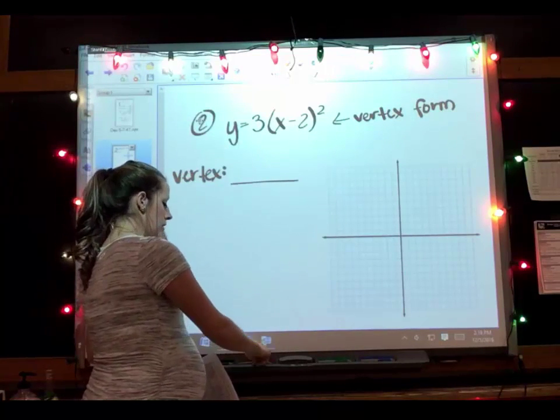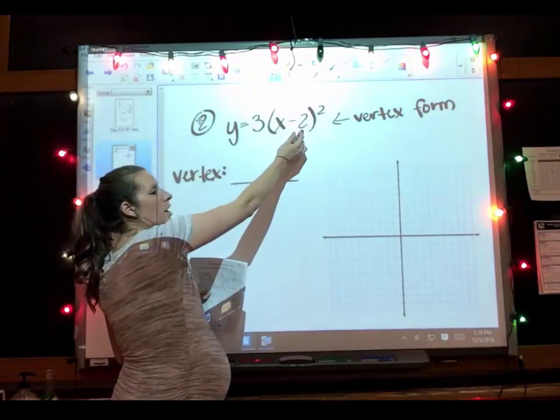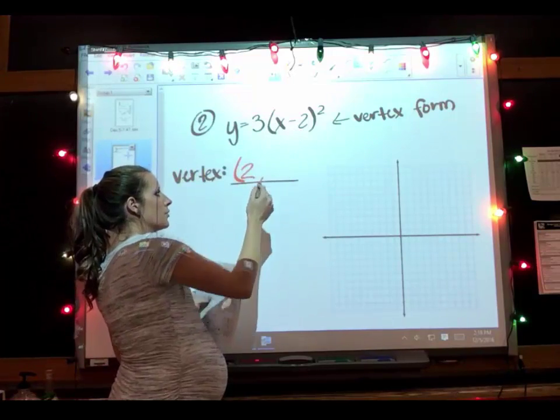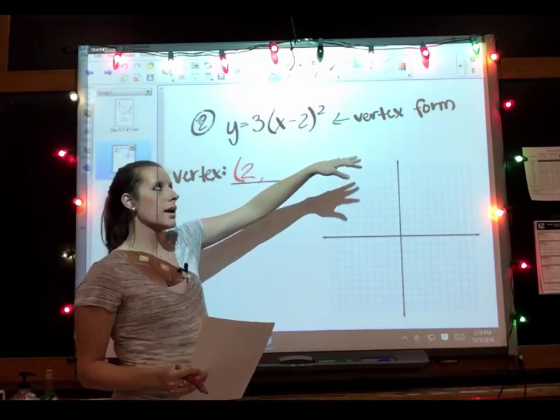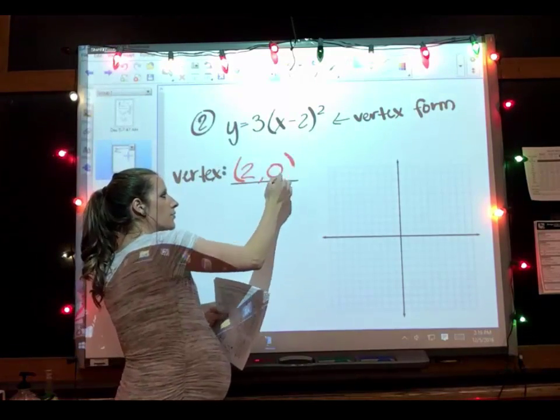So if you remember from yesterday, your vertex is going to be the opposite of what's in parentheses. So it's going to be positive 2. And my y value is the number at the very end. Okay. And since we don't have one here, it's going to be 0. So the vertex is 2, 0.